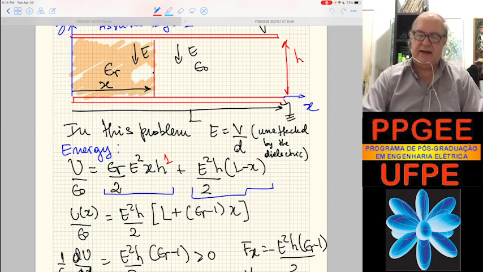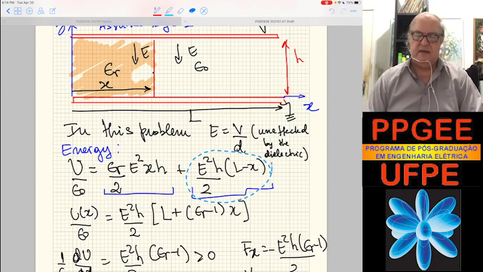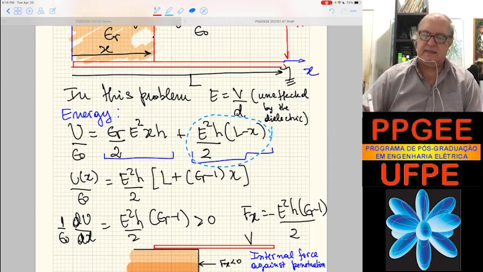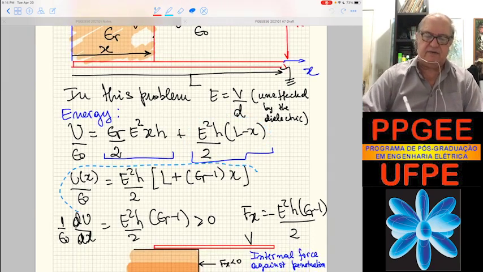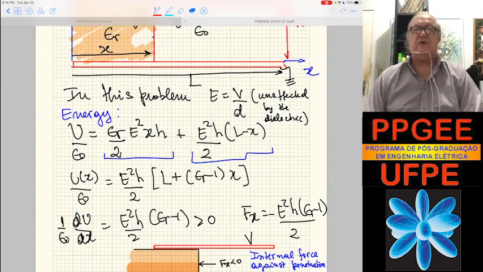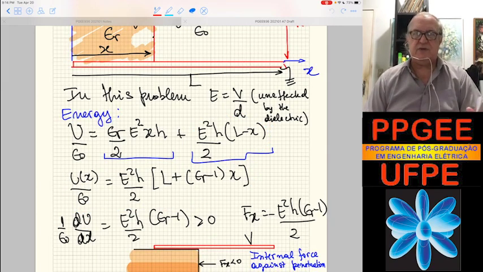And the remaining part of the energy is this one here, which is on the vacuum part, right? So you can combine those things and determine the energy as a function of x. So that's the energy stored in the system.